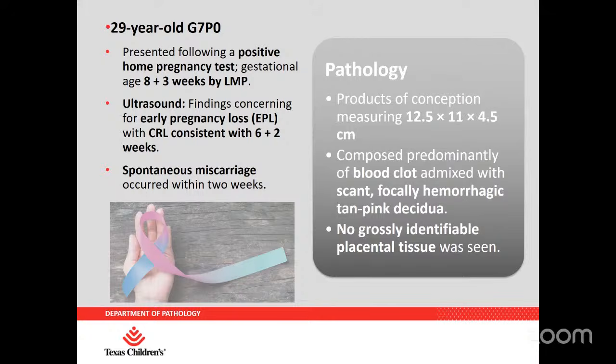She presented with a positive home pregnancy test, and based on her LMP, gestational age was noted at 8 weeks and 3 days. However, ultrasound scan showed findings consistent with early pregnancy failure, with a crown-rump length that corresponded to just over 6 weeks. She subsequently went on to miscarry spontaneously, and the products of conception were submitted for pathologic examination. Grossly, the specimen was composed mainly of blood clots and scant focally hemorrhagic tan-pink decidua.